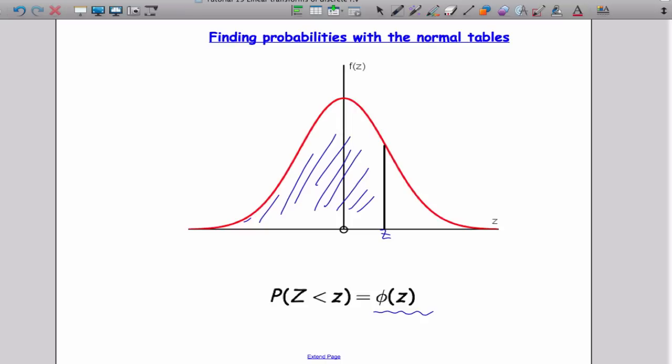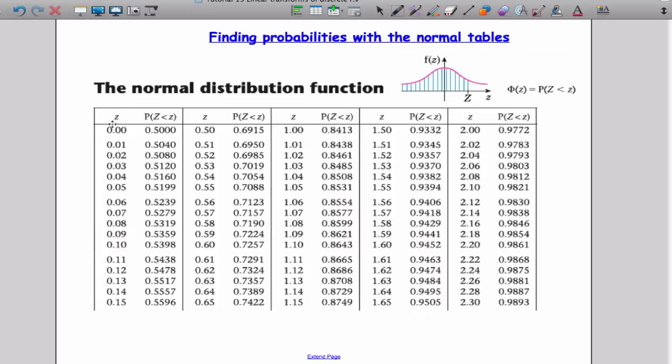The tables look a little bit like this. They are my particular values of z, and also notice that they're all positive. So if I was looking for something like the probability that z was less than minus 0.01, I will have to start using symmetry to help me get the answers to this.